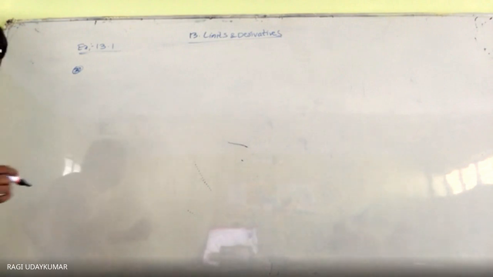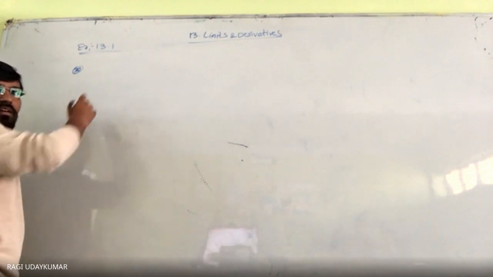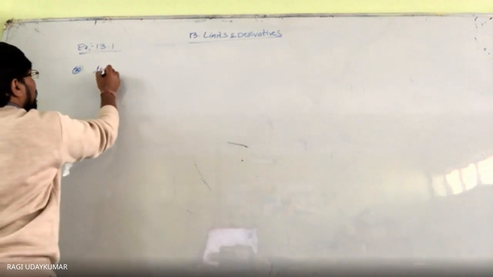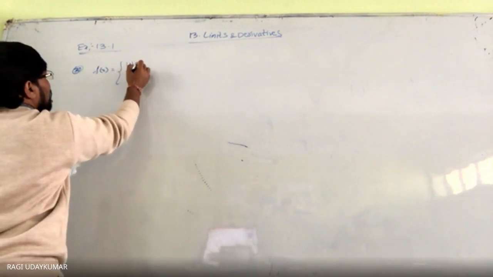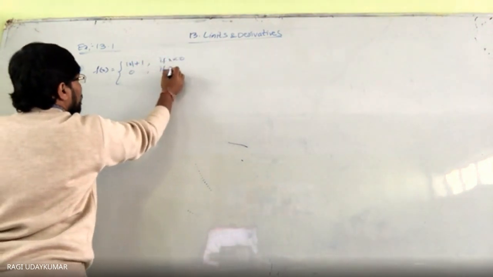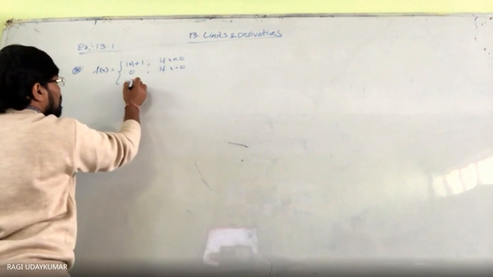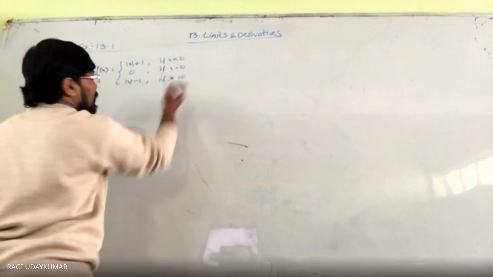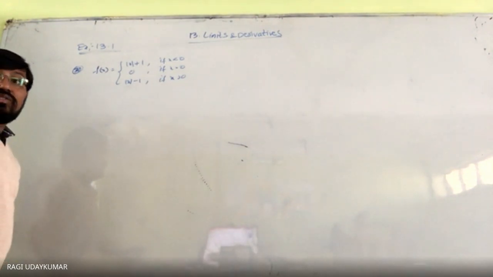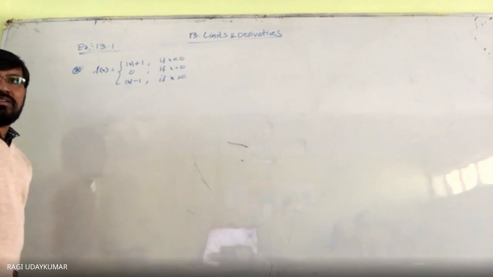What is the question given here? f(x) = |x| + 1 if x < 0, f(x) = 0 if x = 0, and f(x) = |x| - 1 if x > 0. Okay, and you are asked for what values of a the limit as x tends to a of f(x) exists.